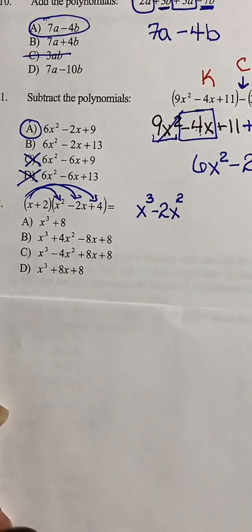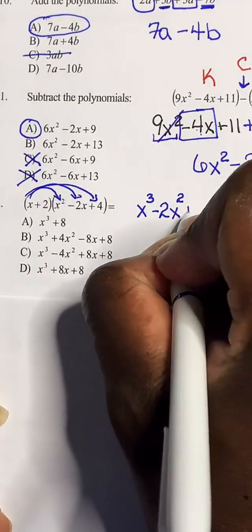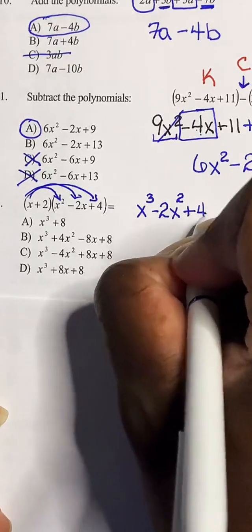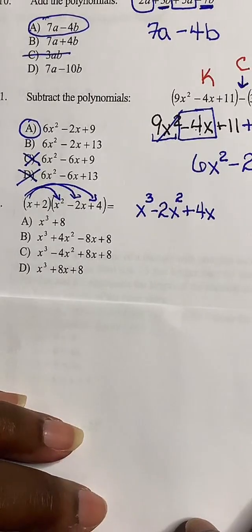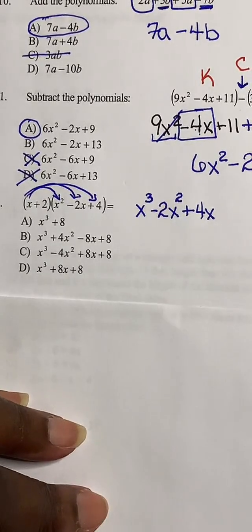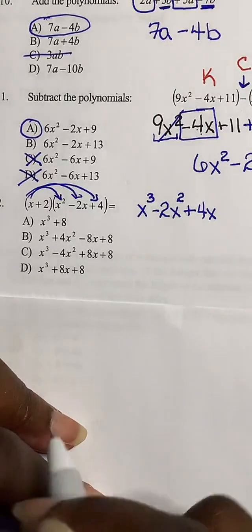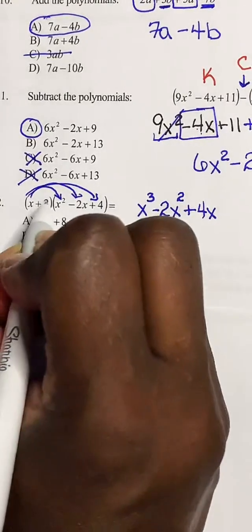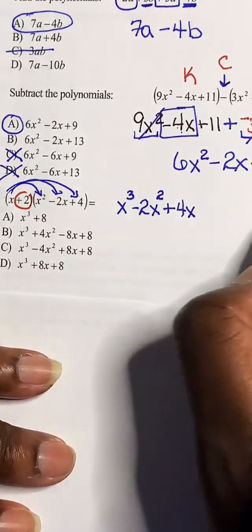So now x times negative 2x. So I bring down the negative 2. Instead of just 1x, because there's 1x there, there's 1x there, so there's 2 x's. And then x times 4 gives me a positive 4x. Okay.